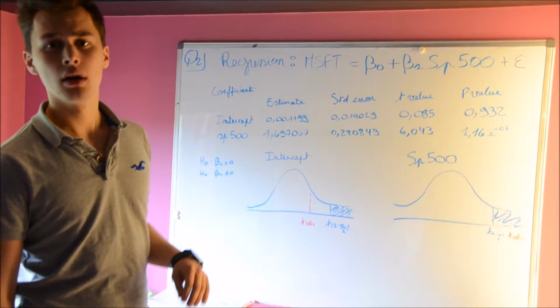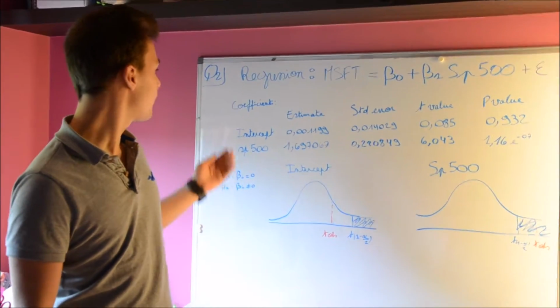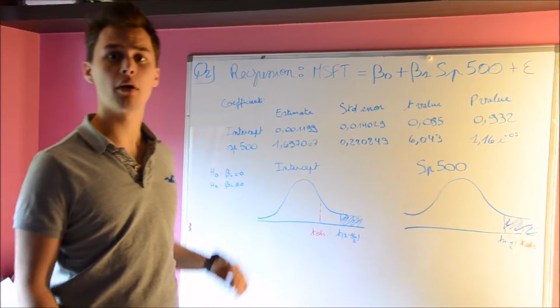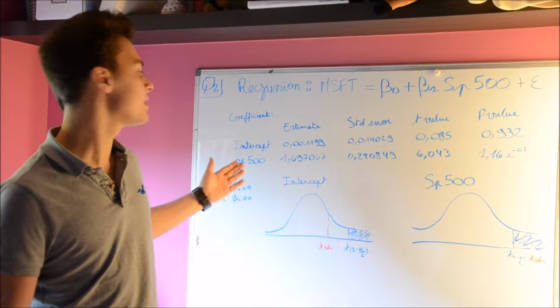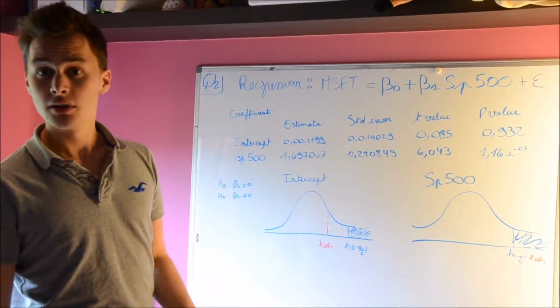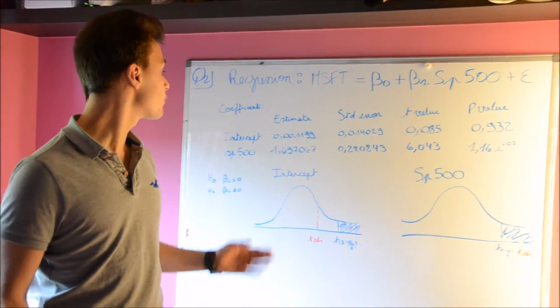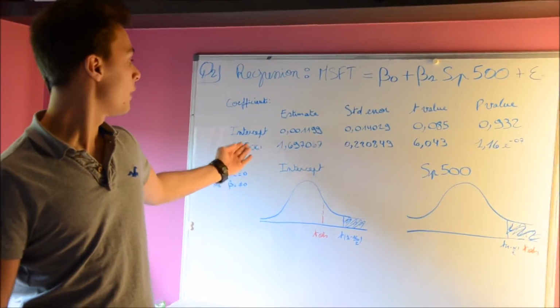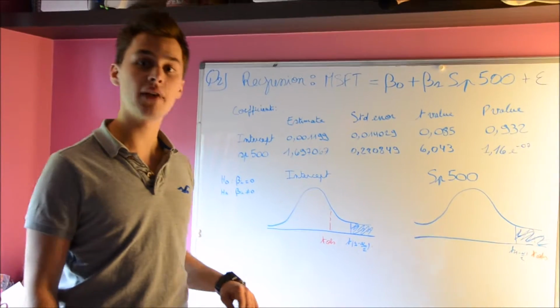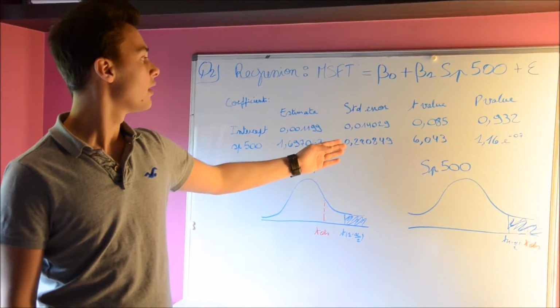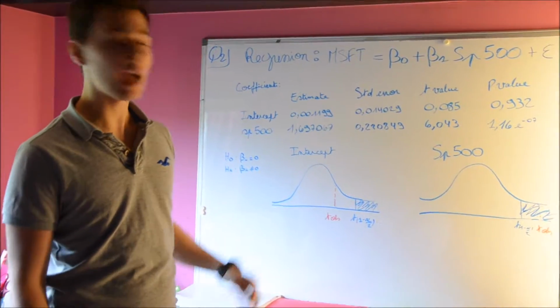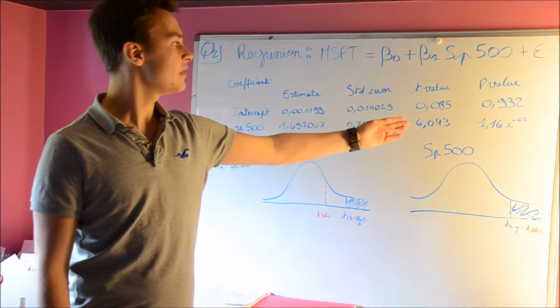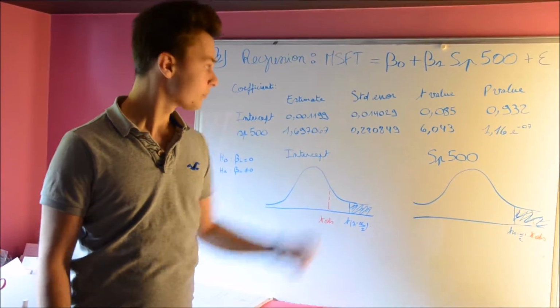For example, we can test if beta 1 is equal to 0 versus beta 1 is different from 0. The statistic of this test would be this value, so the estimated value of beta 1 minus 0 divided by the standard error associated. And we obtain the t-value of beta 1 here.